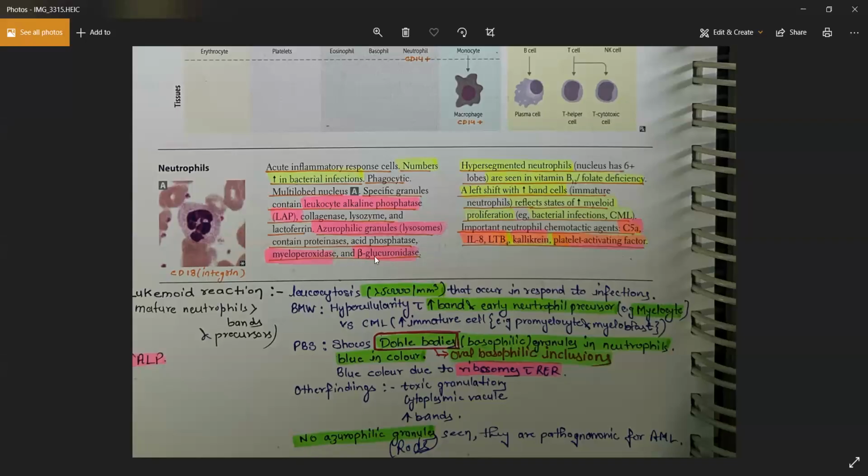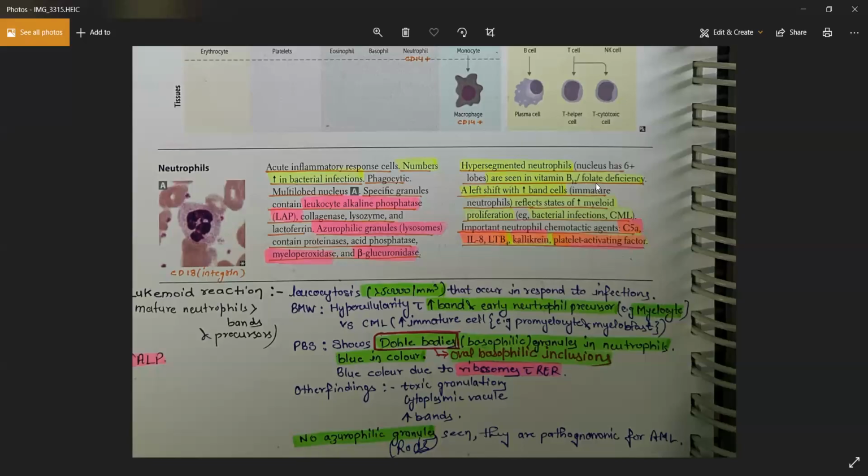Two areas. Now, whenever you have hypersegmented neutrophils, as you can see, neutrophils generally have 3 to 5 lobes. Generally, as you can see, 1, 2, 3 and 4. This neutrophil has 4 lobes. If the neutrophil has more than 6 lobes, you call it a hypersegmented neutrophil. And hypersegmented neutrophils are the hallmark feature of vitamin B12 and folate deficiency.